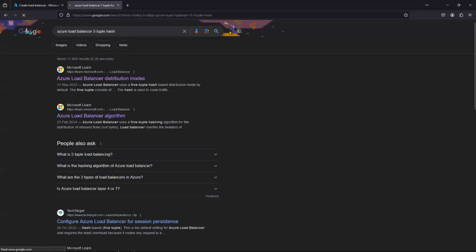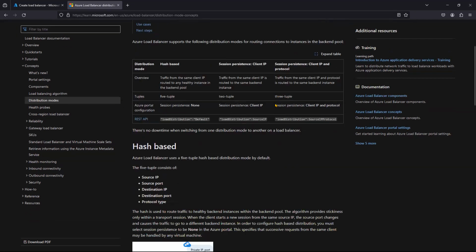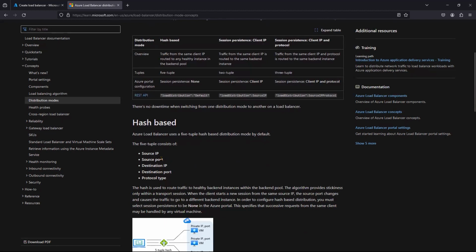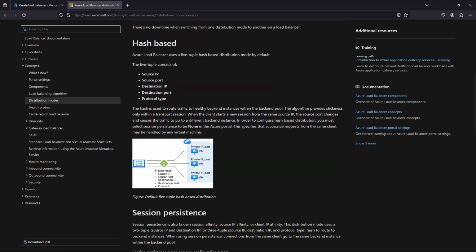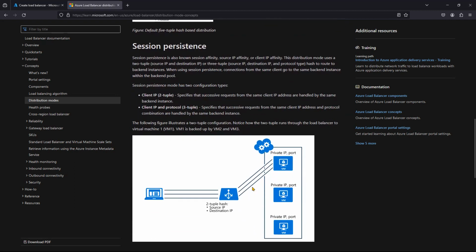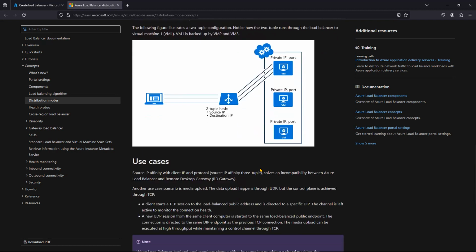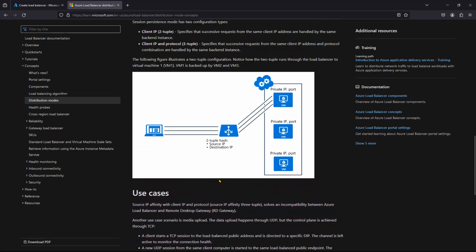Sorry guys, I gave that a little bit wrong. Yes, Azure load balancer distribution mode is hash based: source IP, source port number, destination IP, destination port number, and protocol type. These five make up the 5-tuple algorithm, guys. This is the algorithm type Microsoft uses in the backend. And session persistence, which I just mentioned, is shown clearly here image-wise. You can see the use cases clearly mentioned as well. This type of interview question you will also get.